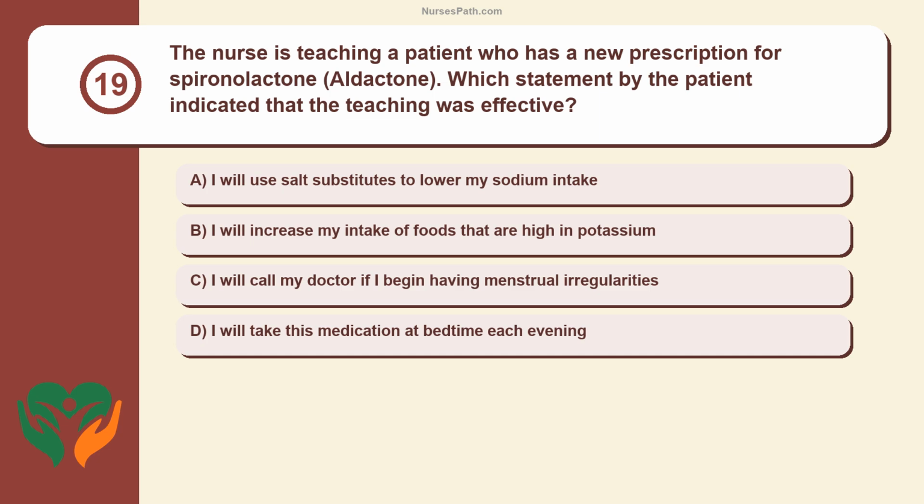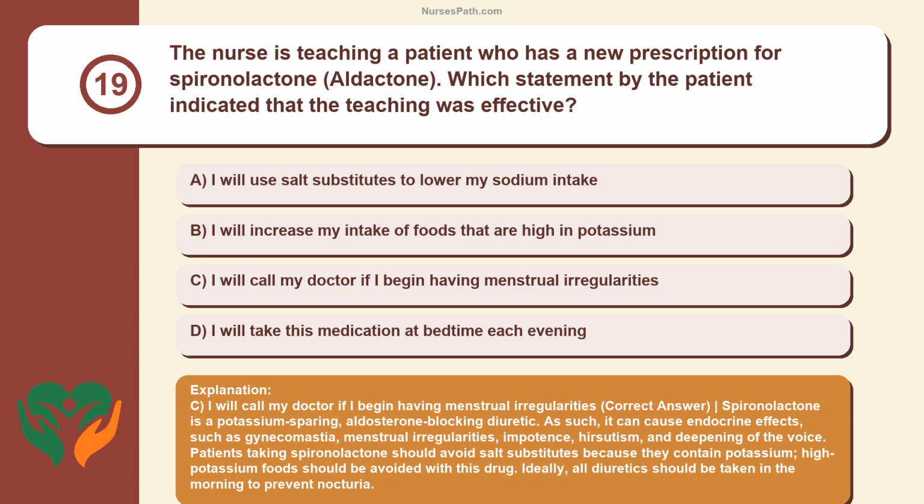Question 19. The nurse is teaching a patient who has a new prescription for spironolactone, Aldactone. Which statement by the patient indicates that the teaching was effective? A. I will use salt substitutes to lower my sodium intake. B. I will increase my intake of foods that are high in potassium. C. I will call my doctor if I begin having menstrual irregularities. D. I will take this medication at bedtime each evening. C. I will call my doctor if I begin having menstrual irregularities. Correct answer. Spironolactone is a potassium-sparing aldosterone antagonist.